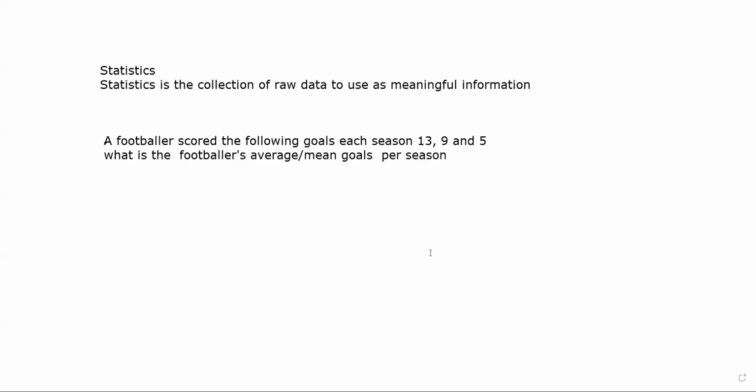All right, so a footballer scored the following goals each season: 13, 9 and 5. What is the footballer's average or mean goals per season? Now, in order to find the player's average number of goals, we need to add up all the goals he scored per season, right? So the first season, 13. Then he went down to 9. Then he went down to 5.